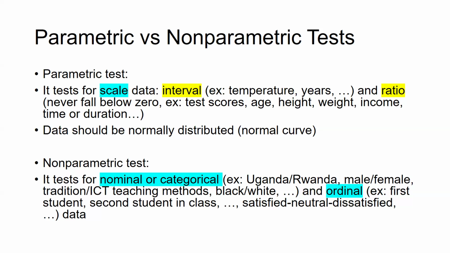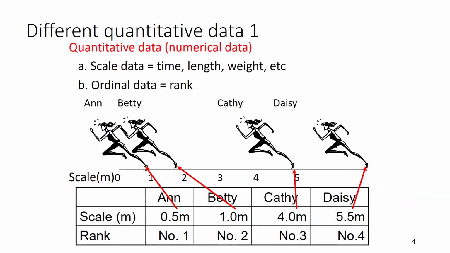And when it comes to ordinal data, it is just ranks. First student, second student in a class, satisfied, neutral, dissatisfied, like Likert scale data. So let's have examples here. You have seen scale data is something like time, score, length, weight, and ordinal data is a kind of rank. So you can have both in your data.